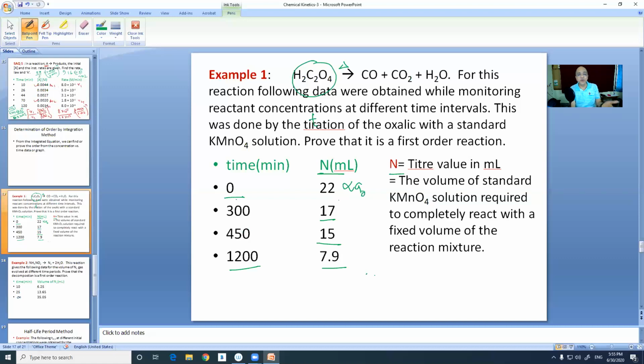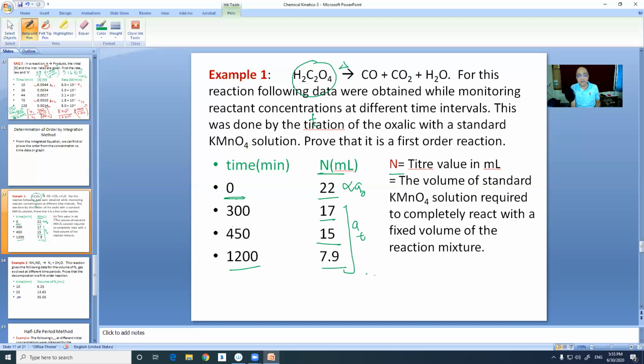So this value will be proportional to A0, the initial concentration. Proportional, I tell you, because you do not know the molarity or the normality of permanganate. It's not given what volume of oxalic acid solution you have taken. But since they are proportional, the titer value of potassium permanganate will correspond to the concentration of the reactant at the corresponding time. If it is zero time, then it is the initial concentration. And all these values are A_t values.